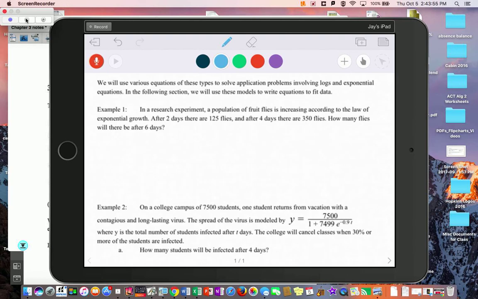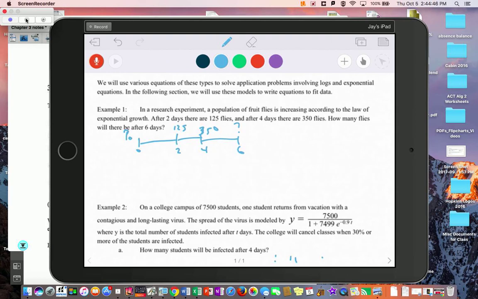For example, a research department has a population of fruit flies that is increasing according to the law of exponential growth. After 2 days, there are 125 fruit flies, and after 4 days, there are 350 fruit flies. How many flies will there be after 6 days? At the start of the experiment, I'm not sure, maybe use P sub 0 at the 0 mark. I don't know what the population is, but at the 2-day mark there were 125 fruit flies, and at the 4-day mark there were 350 fruit flies. And they want to know at the 6th day, how many are there?